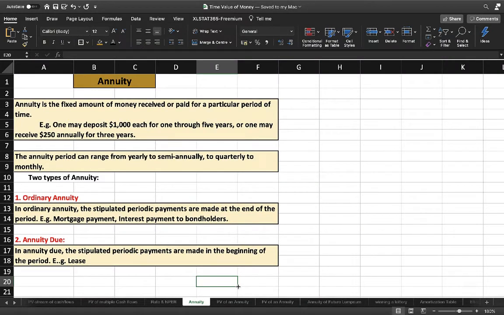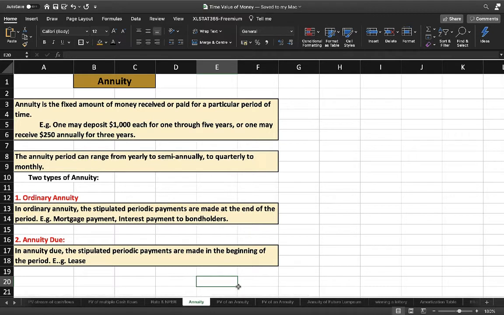Today I'll teach you annuity, which is another very important concept of time value of money. Annuity is the fixed amount of money received or paid for a particular period of time. For example, one may deposit $1,000 each for 1 through 5 years, or one may receive $250 annually for 3 years. It could be either way, either receiving or depositing.